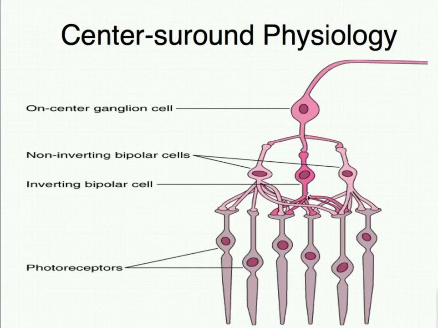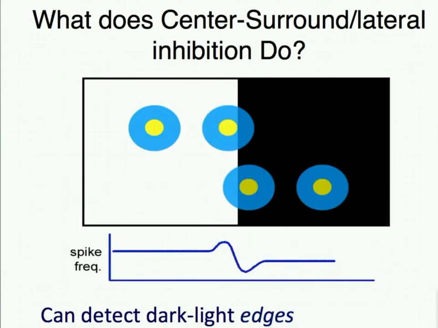So that center spot is going to cause an excitatory response, and then the surround is going to cause an inhibitory response, and these guys are going to cause an excitatory response. And so that's how you get the center surround structure. So what is the point of this center surround? What we mentioned was that it's able to detect places in the image where there are differences, where there are changes in illumination.